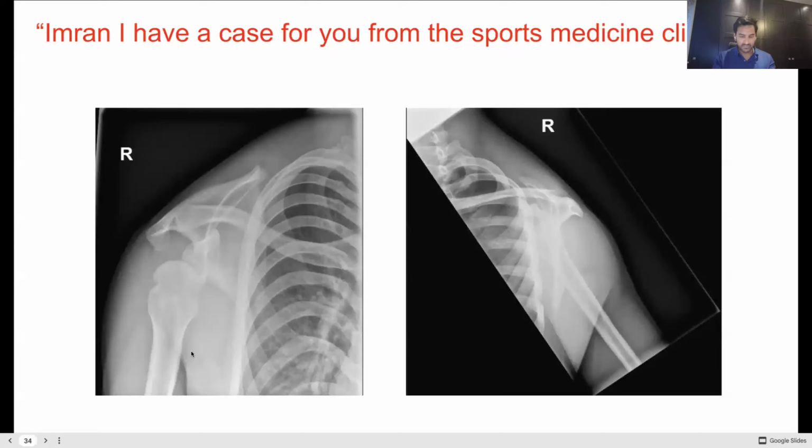So Irfan's just messaged me and he says, oh, you know what, Imran, I've had this patient that had a dislocation, it got relocated. Do you mind having a look at the X-ray and telling me whether everything is okay? So let's have a look at this X-ray that Irfan sent across.